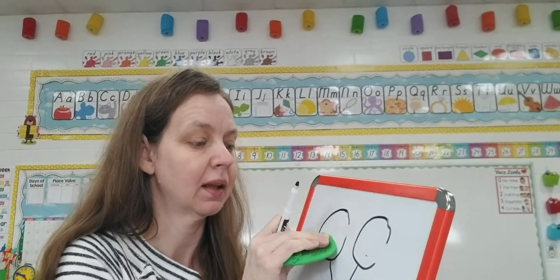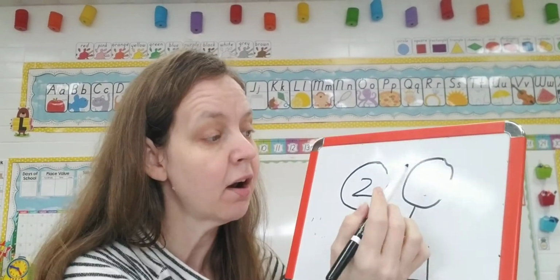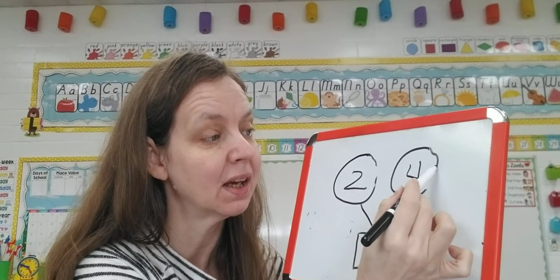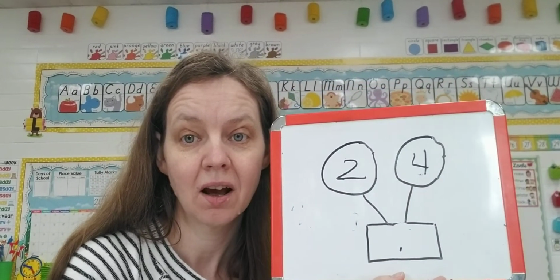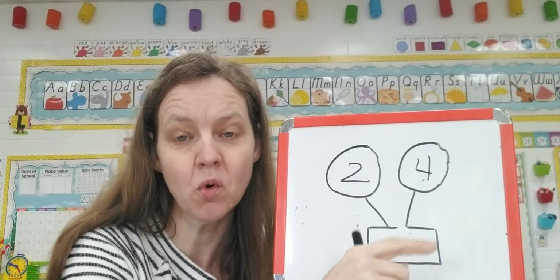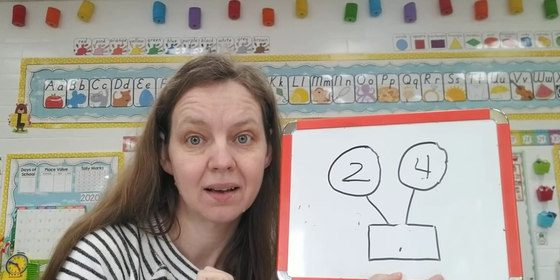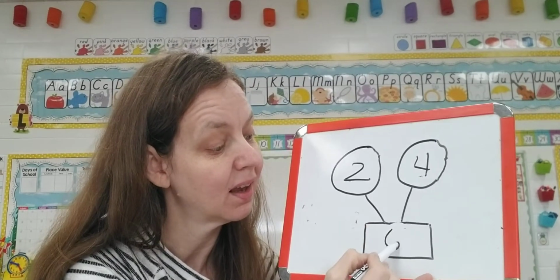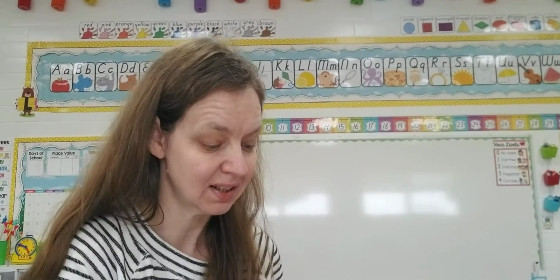All right, on my birthday, I got 2 cards. Oh, that's such a habit. I got to switch. 2 cards in the mail, and then 4 cards from my family. How many cards did I get all together? All right, use your counting on. If you have 2 in your brain and you add 4 more. 2. How many did you get? Did you get 6? If you did, awesome job. Now write the number sentence and we'll check it.